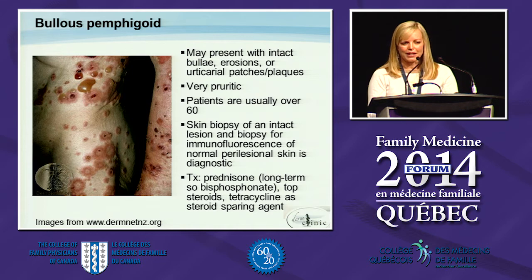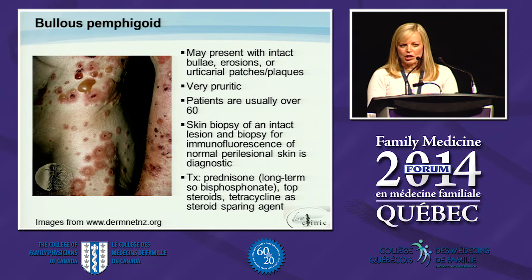So that's where we take an extra biopsy of the normal perilesional skin, and we put it in Michel's medium, and we see a very specific pattern on immunofluorescence that can help us to diagnose bullous pemphigoid. So just something to remember in your elderly itchy patients.